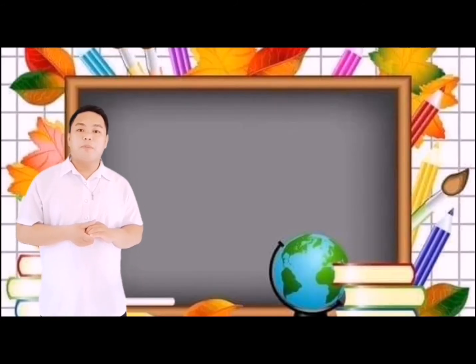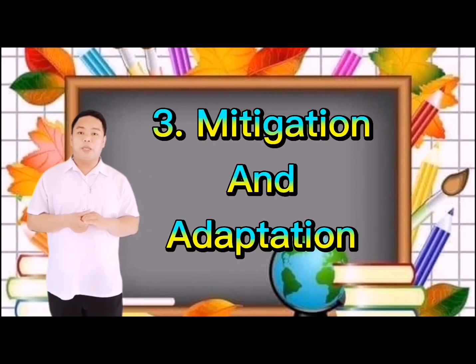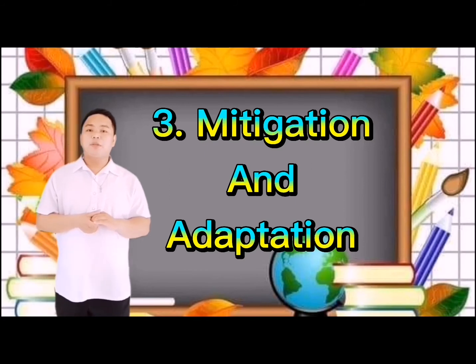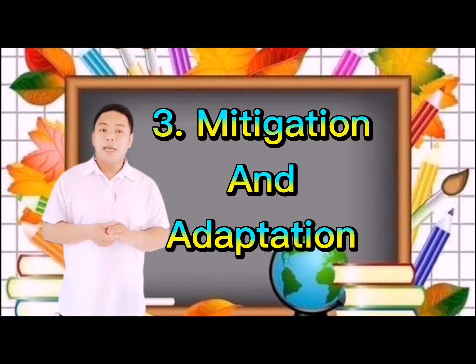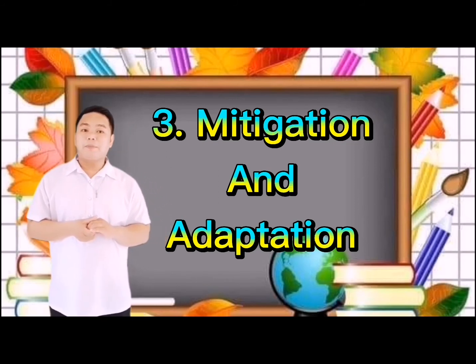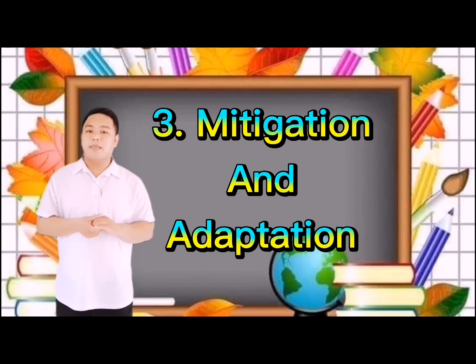The third way on how we are going to address the problem about global warming is mitigation and adaptation. Mitigation measures to reduce greenhouse gas emissions can help to avoid, reduce, or delay impacts of climate change to ensure that the adaptation capacity of people is maximized in its full efficiency.